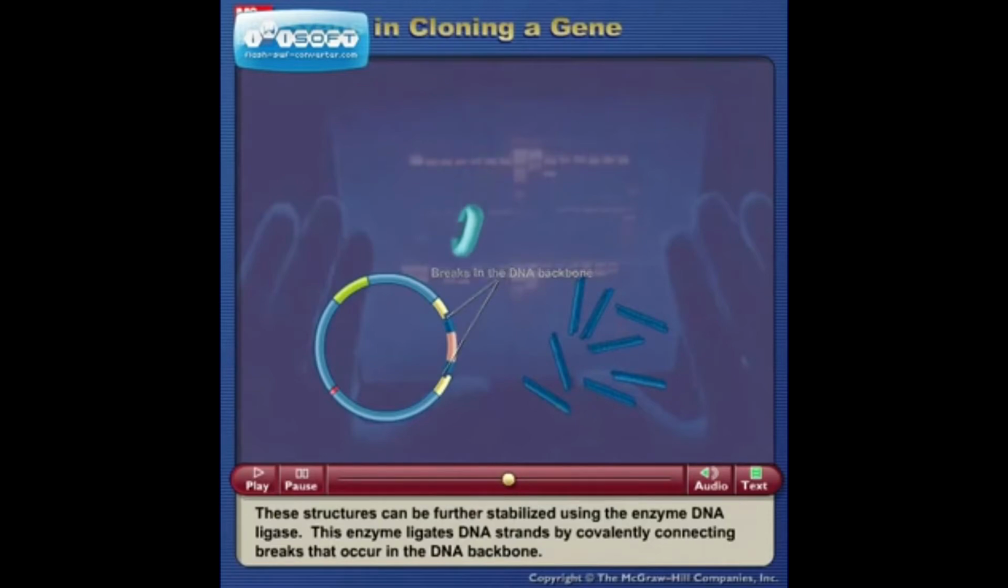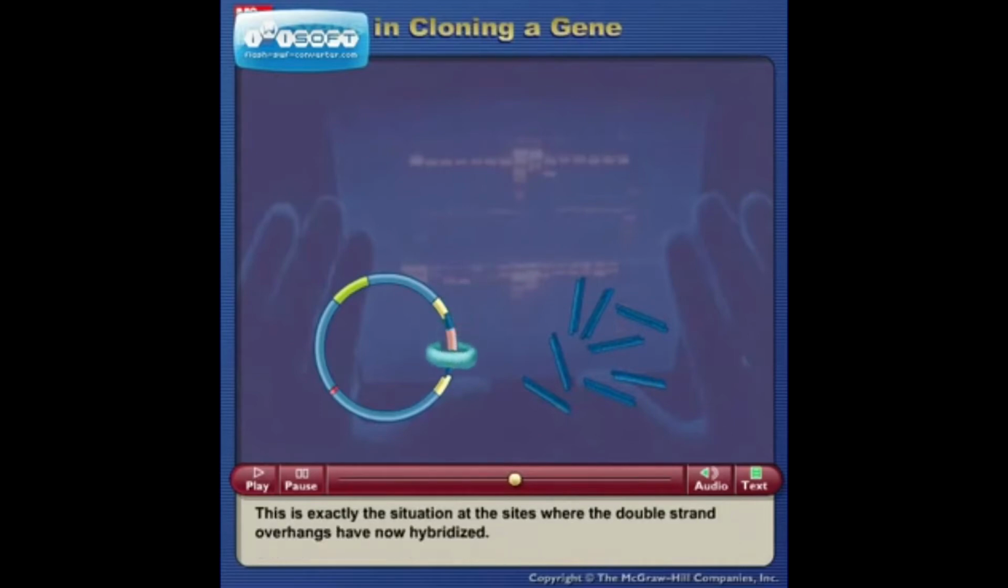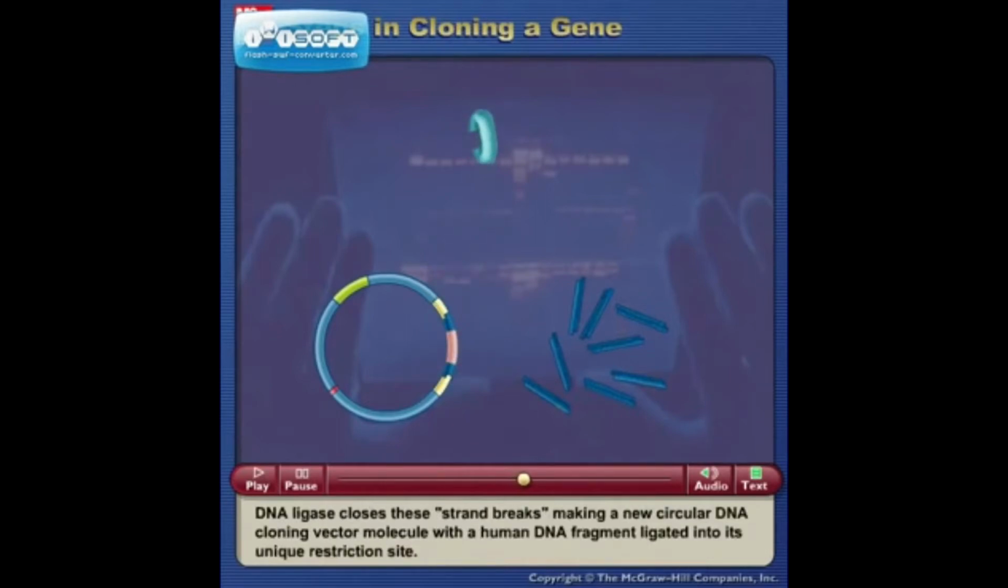This enzyme ligates DNA strands by covalently connecting breaks that occur in the DNA backbone. This is exactly the situation at the sites where the double-strand overhangs have now hybridized. DNA ligase closes these strand breaks, making a new circular DNA cloning vector molecule with a human DNA fragment ligated into its unique restriction site.